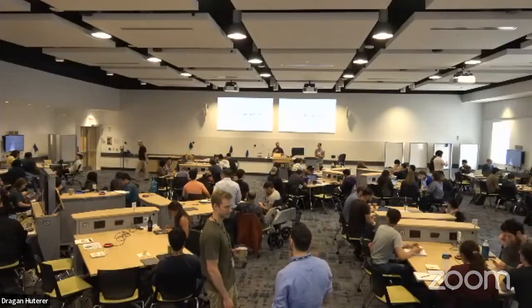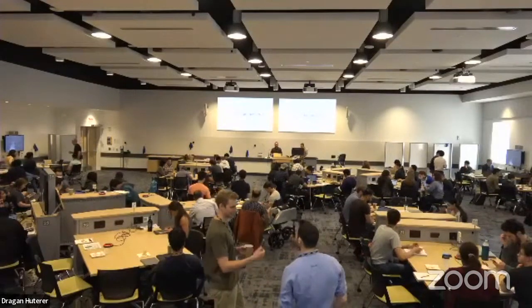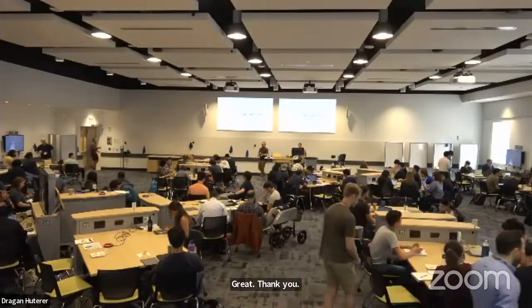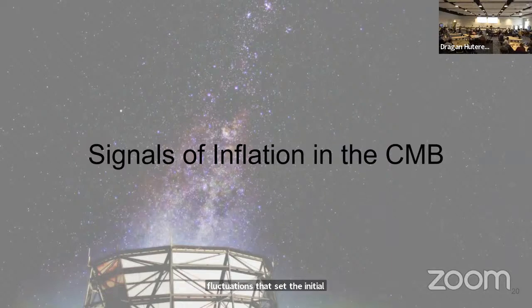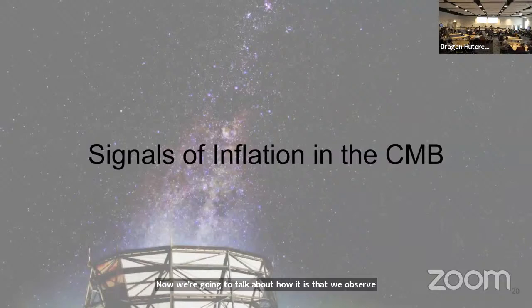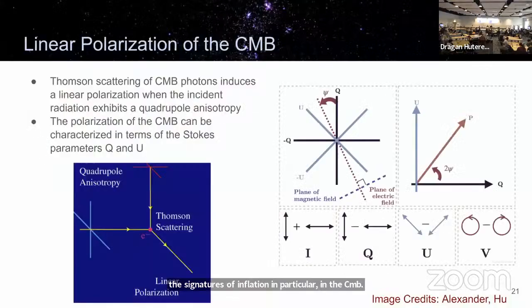Great, thank you. Okay, so having gone through some of the nitty-gritty details of how we produce fluctuations as quantum fluctuations during inflation, to have them stretch outside the horizon, where they become conserved, and then they map onto the classical fluctuations that set the initial conditions for the evolution of fluctuations after inflation. Now we're going to talk about how it is that we observe the signatures of inflation, in particular in the CMB, though I'll have a few comments about large-scale structure as well.